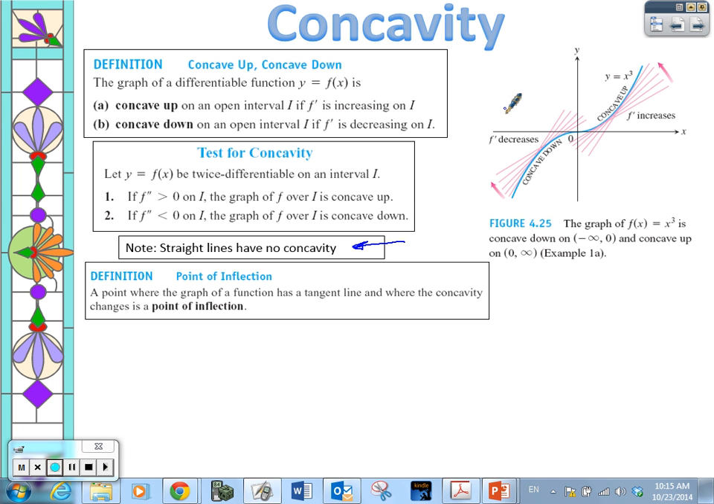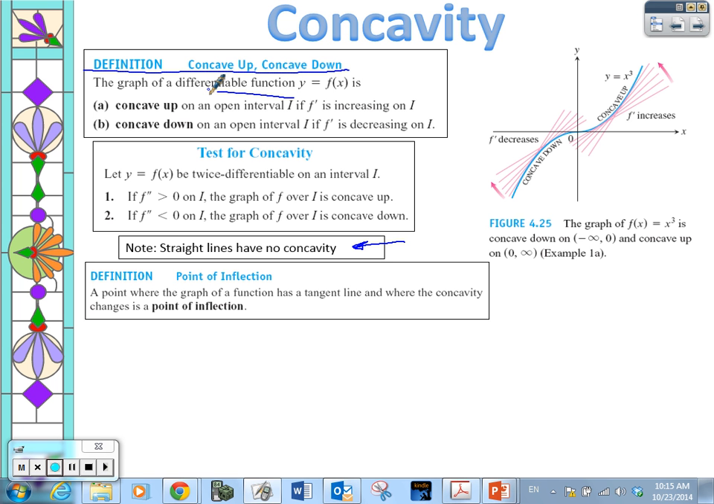Let's look at the definition of concave up, concave down. This definition is actually a great definition, but I don't use this definition to determine concavity, and I'm going to explain why. It's kind of difficult to determine quickly using the definition. What the definition says is that, first of all, it has to be differentiable. It's concave up on an open interval if the first derivative is increasing on the interval.